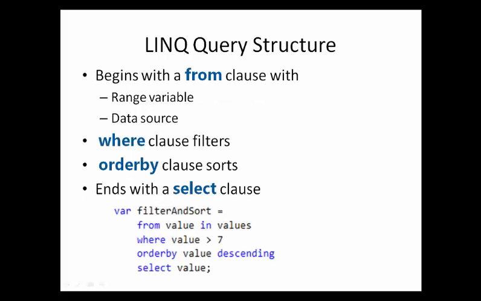A LINQ query begins with a from clause, which includes the use of a range variable and a data source. The where clause filters the data based on a specified criteria of your choice. The order by clause sorts the return data that you get. And then finally, a LINQ query ends with a select clause, and that specifies the value we are selecting from the from clause. So let's talk a little bit about the var keyword.